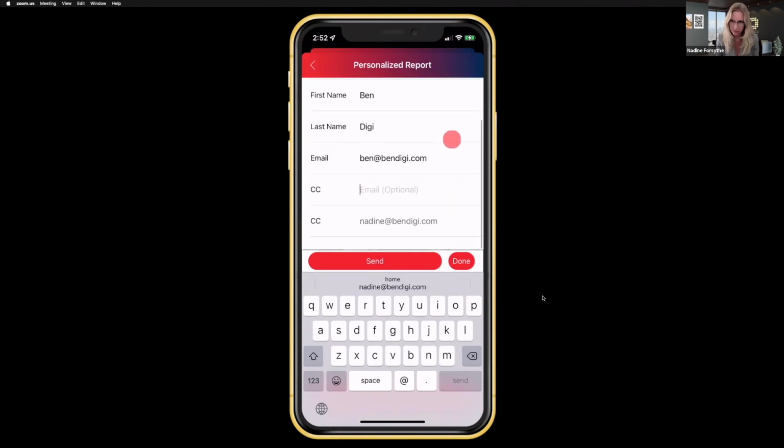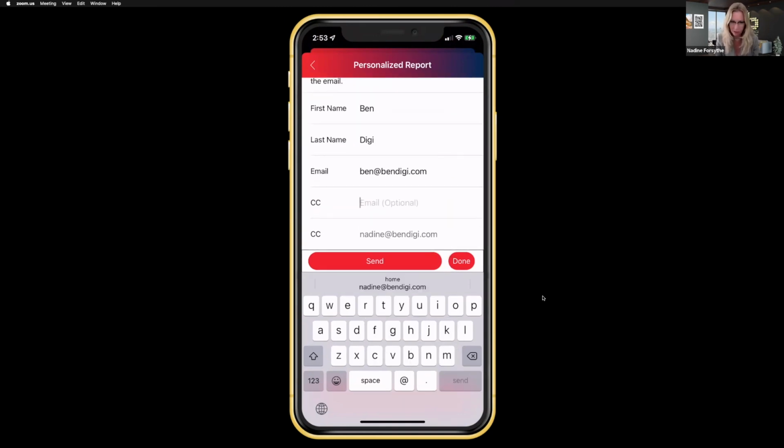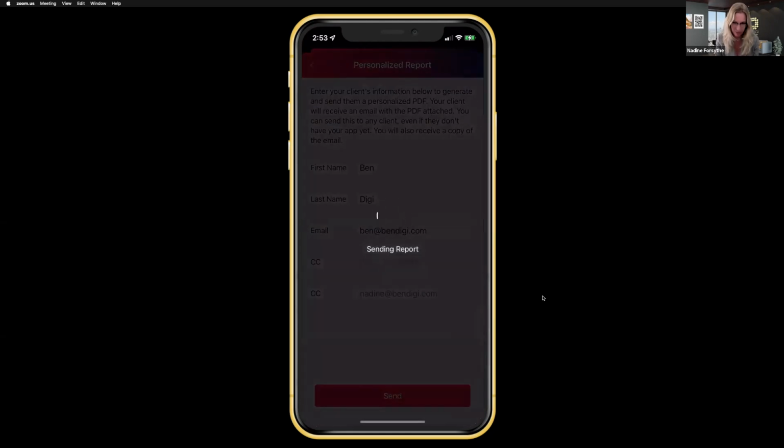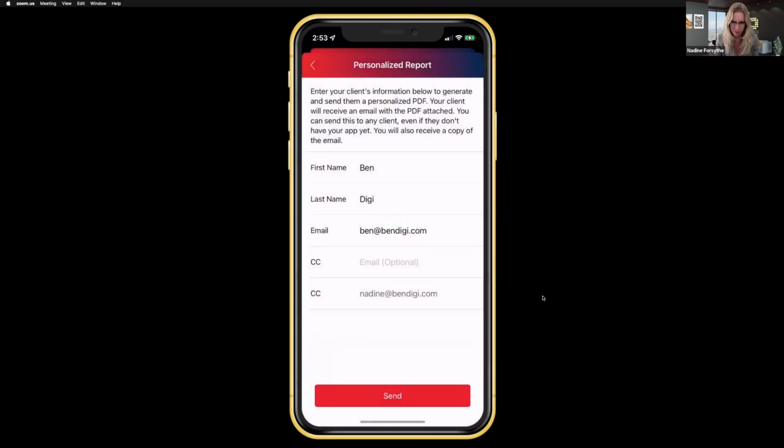and you can CC if there's a realtor partner that you want involved, or if you have another mortgage agent or partner helping you, you can CC anybody you'd like, and you can send it over. And then Ben, you can show me what the email looks like.